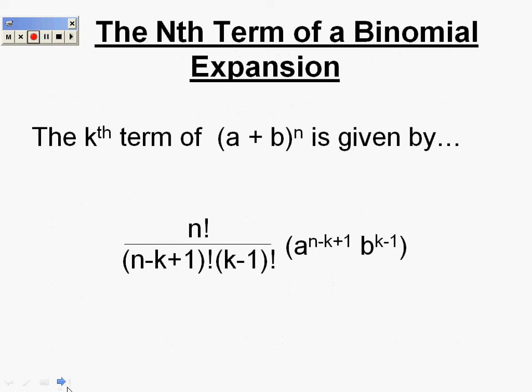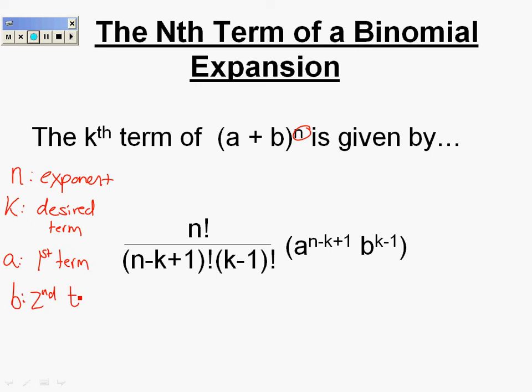Now there's a bunch of letters up here, so we have to know what they all represent. N represents the exponent. So whatever power your binomial is being raised to, that's what you're going to plug in down here for n. K represents the term that you're looking for, so the desired term. So if you're looking for the third term, then you'd be plugging in 3 for all the k's. A represents your first term, and then B represents your second term. Okay?